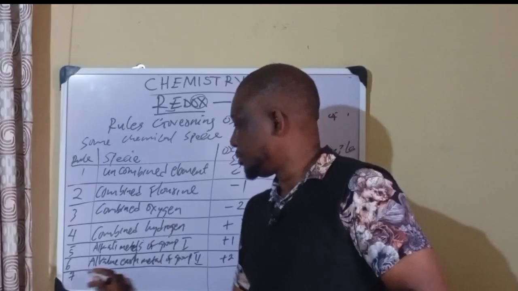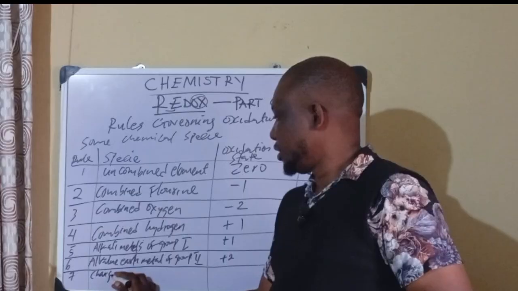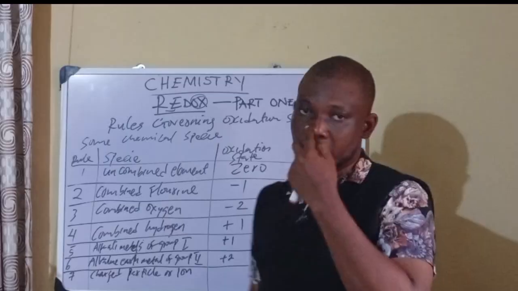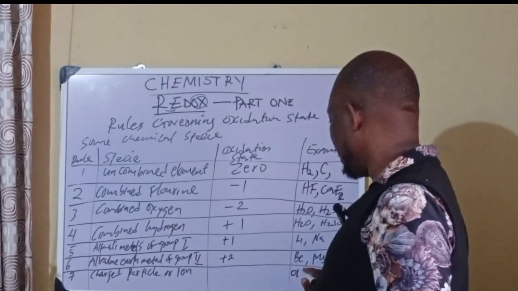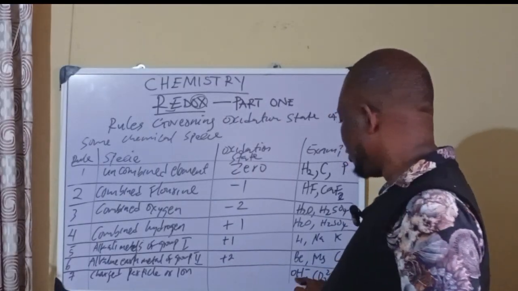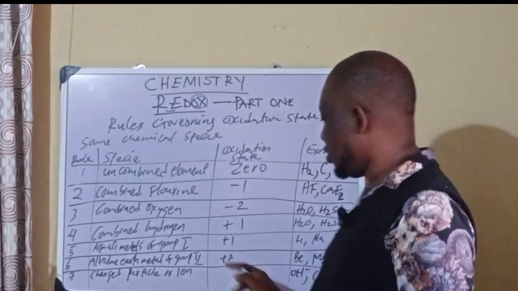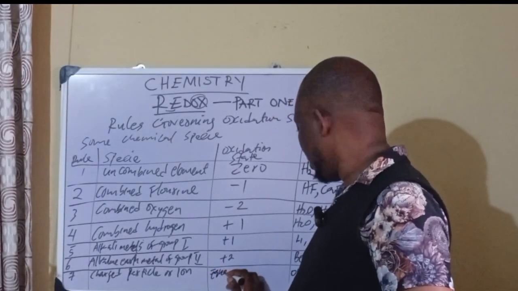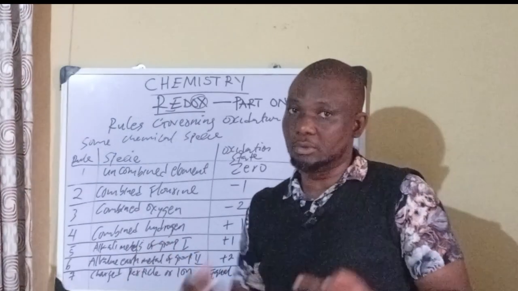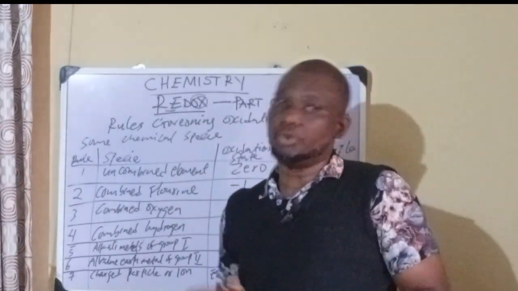For rule number 7, this one is going to be charged particles or ions. When you see a group of atoms that sometimes carry a charge on it, like OH minus, we have CO3 2 minus. When you see something like this, what will be the oxidation state? You see this one is having -1, you see this one is having -2. So you can say it is equal to the charge on it. Any charge you see on a particular particle or ion, what you see on that charge on that particular group of species is going to form its oxidation number.